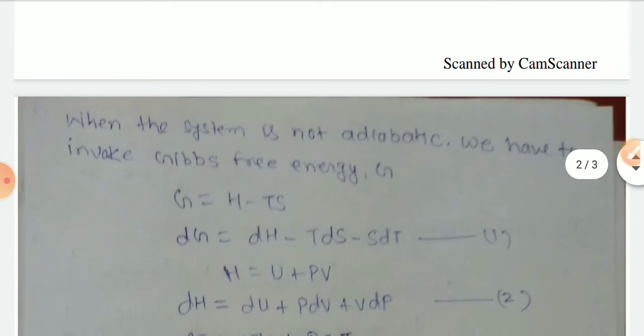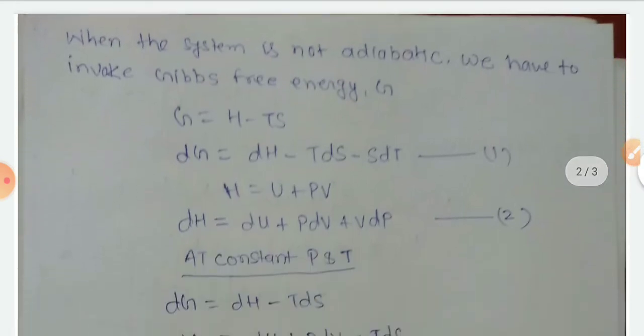Now, when the system is not adiabatic, you have to invoke Gibbs free energy. I denote G as the Gibbs free energy. So G is equal to H minus TS. Here H is enthalpy, which is a thermodynamic term that frequently comes up in thermodynamics, T is the temperature and S is the entropy.